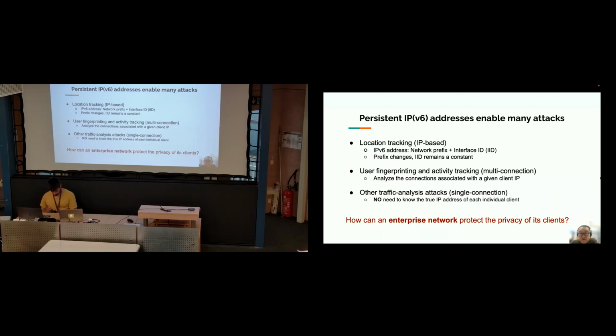In the website fingerprinting case, the attacker doesn't even need to know the true client IP. So there are many solutions designed to protect privacy, but they are mostly client-based solutions like Tor and require individuals to set up some software. So we ask this question: how can an enterprise network protect the privacy of their clients?